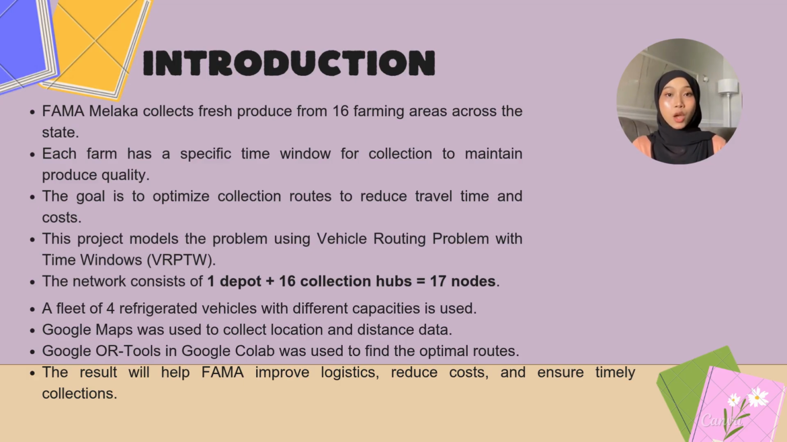For data collection, we use Google Maps to get the exact location and distance between all the points. Then, we use Google OR-Tools in Google Colab to find the optimal routes for the vehicles. In the end, our results will help farmers improve their logistics, reduce costs, and ensure that all collections are done in time. Now, let's continue with the problem statement.